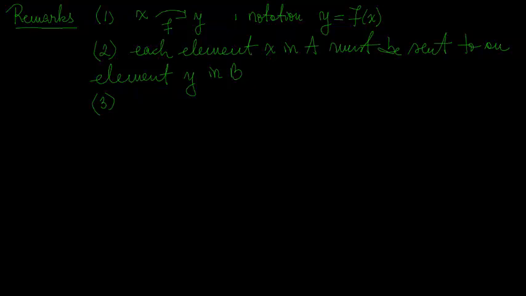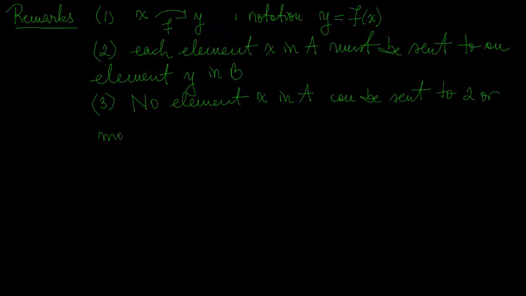The second condition is that no element x in A can be sent to two or more elements y in B. So this assignment tells us that each x must be assigned to exactly one element y. We can't have that one x is being assigned to 2 or 3 y values.